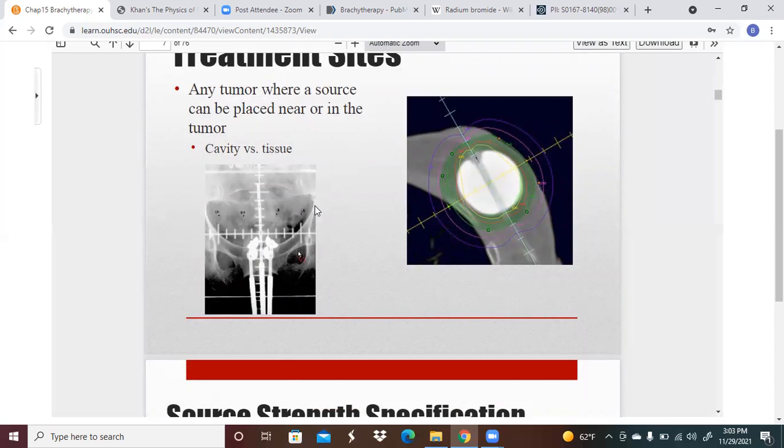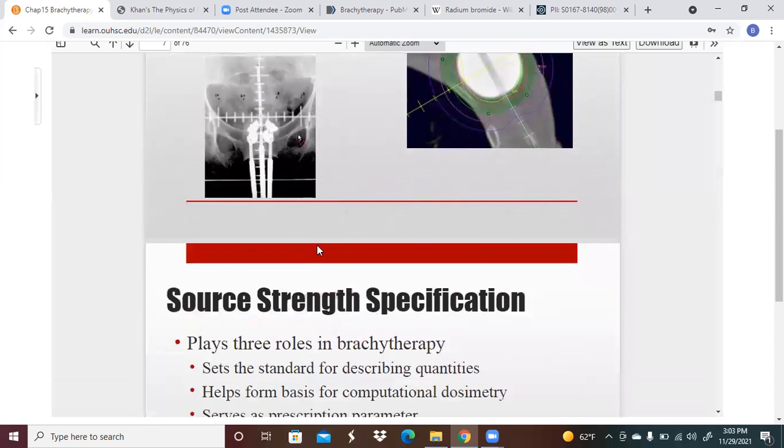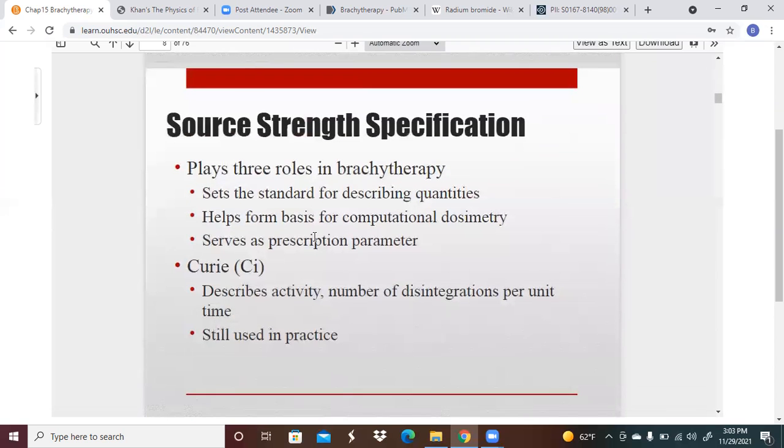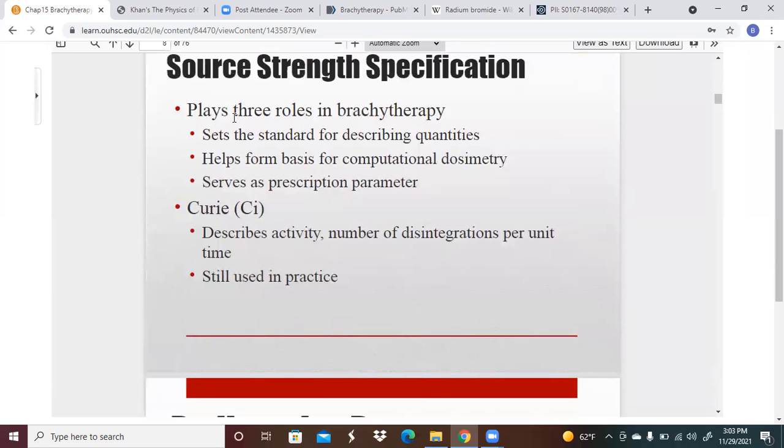Again, this is our discussion where a source can be placed in or near the cavity. Source strength specification. So you've got 3 roles in brachytherapy. You set the standard for describing quantities. You help form the basis of computational dosimetry, and you serve as a prescription parameter. In other words, this is factored into how much exposure you want to prescribe to the patient.